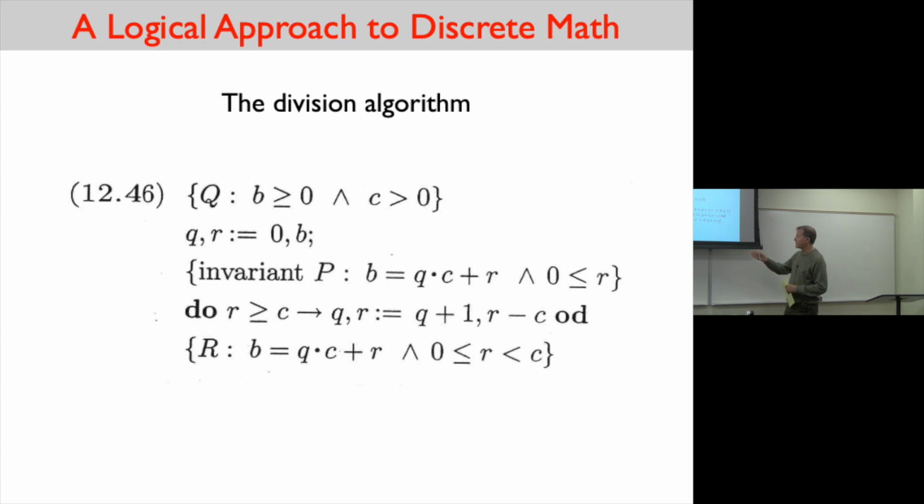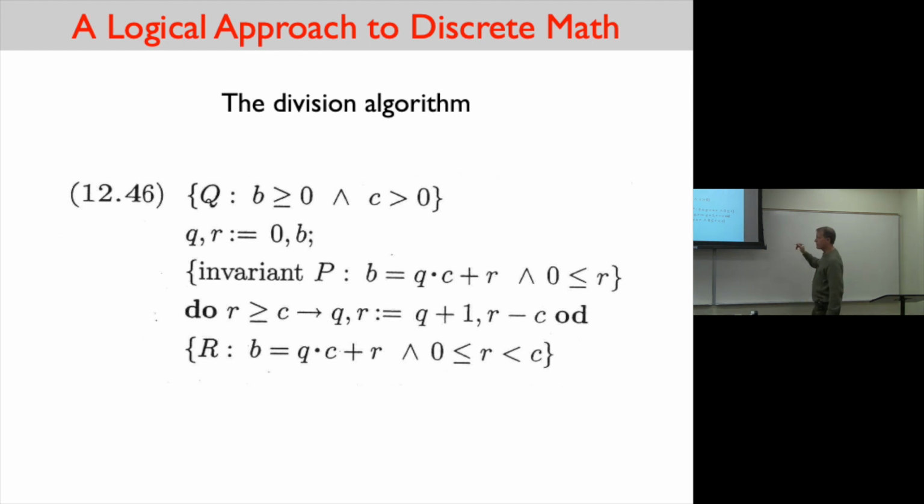And let's jump down to the postcondition. The postcondition R says B equals Q times C plus R, and 0 is less than or equal to R is less than C. C is the number that we're dividing by. Maybe I can do an example here.